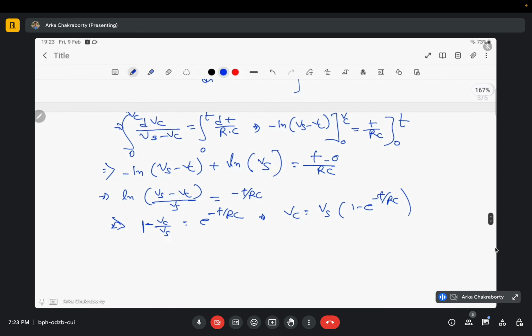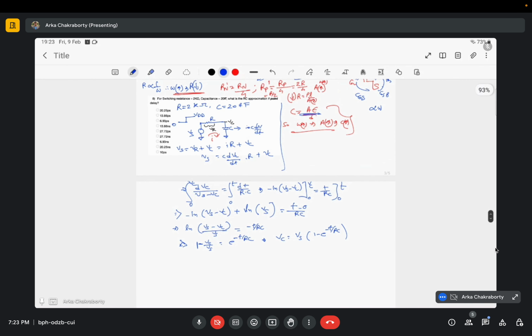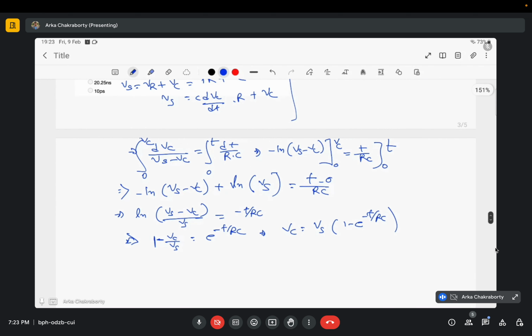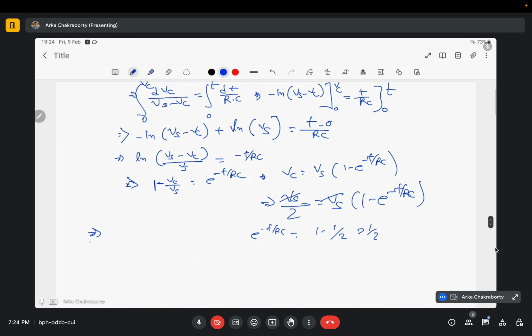Now we want the RC approximation delay. RC delay is 50% of maximum, so Vc equals Vs by 2, which is Vs(1 minus e to the power minus t/RC). So e to the power minus t/RC becomes 1 minus half, which is half. Removing the minus, it becomes 2, so t equals RC ln 2. This is the expression that we generally talk about when we talk about delay.